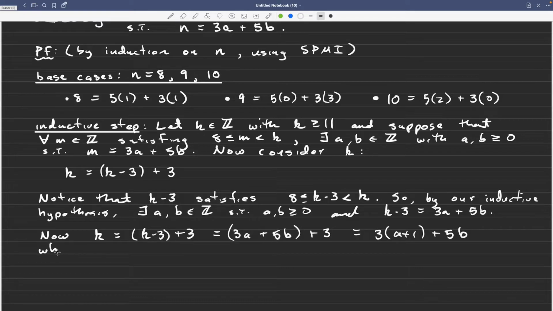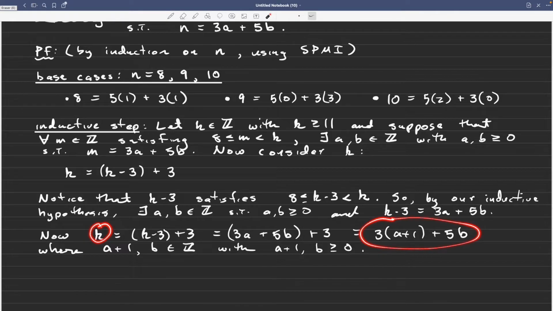And we see that a plus 1 and b are integers, with a plus 1 and b both being greater than or equal to 0. So there I have it. I've established that k here is 3 times an integer plus 5 times an integer, where both of those integers are greater than or equal to 0. So I've expressed k as a number of 3-cent stamps plus a number of 5-cent stamps. So I've established the inductive step, and that's the proof.